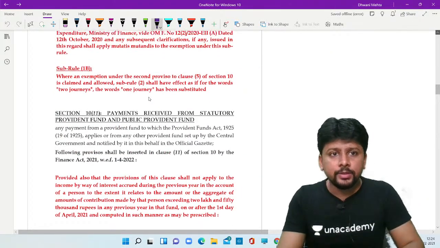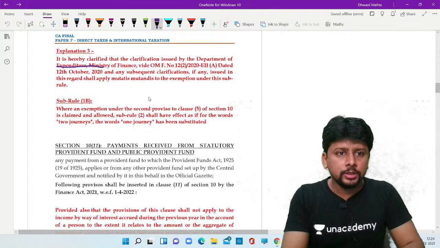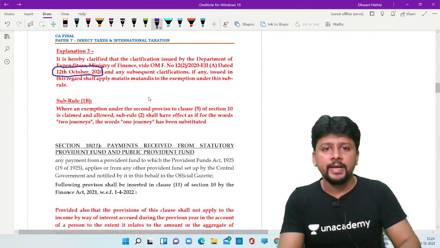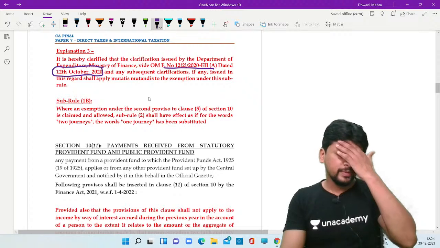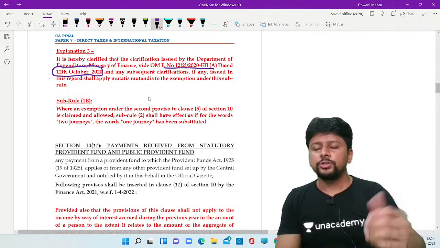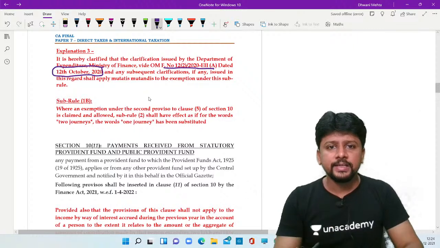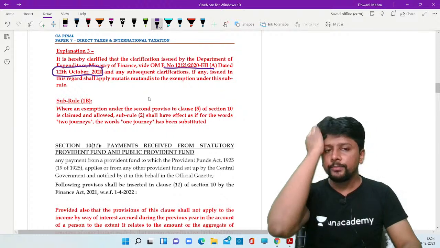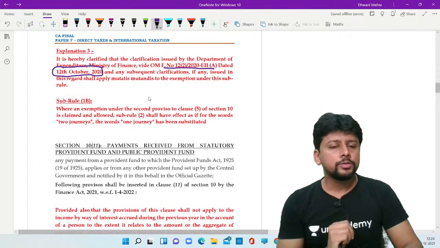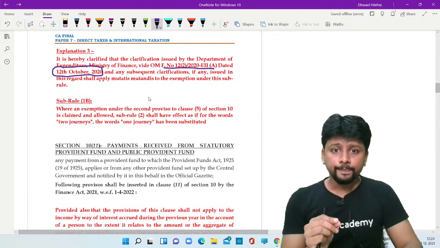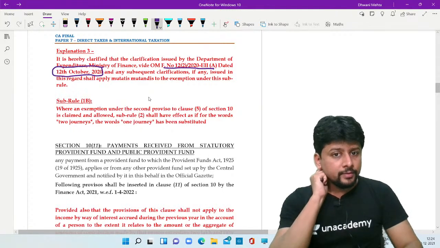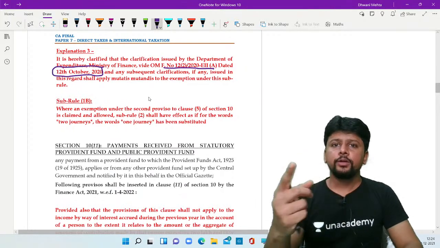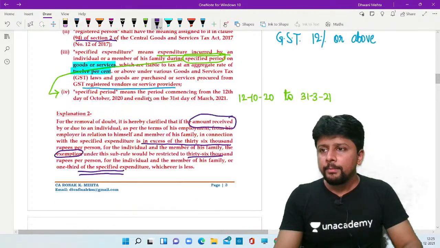Then explanation number 3. On 12th of October 2020, the Government Department of Expenditure, Ministry of Finance, came out with a clarification explaining the provisions and how it's going to work. So explanation number 3 says that this clarification and any subsequent clarification will all apply to this exemption. And the last amendment introduced is in subrule number 1B: if you are taking exemption under 10(5), then for the words 'two journeys', 'one journey' has been substituted. So instead of two, you will get one exemption because one you are claiming here.